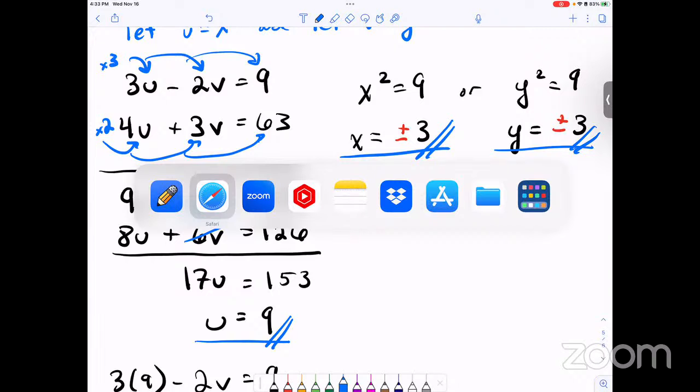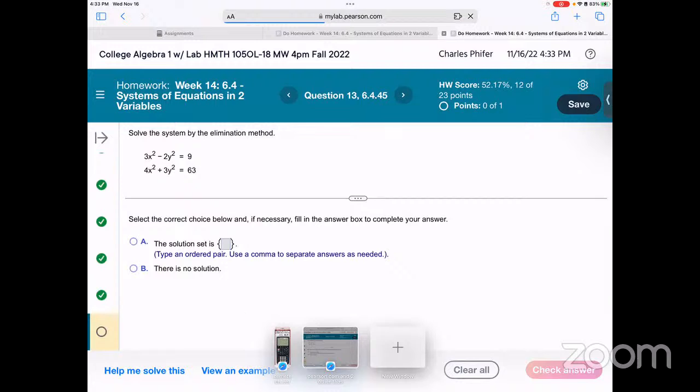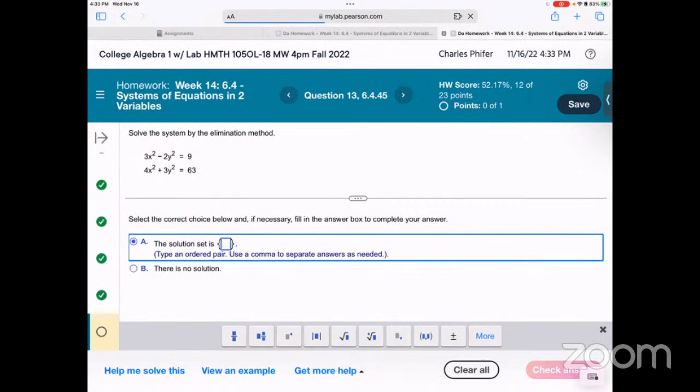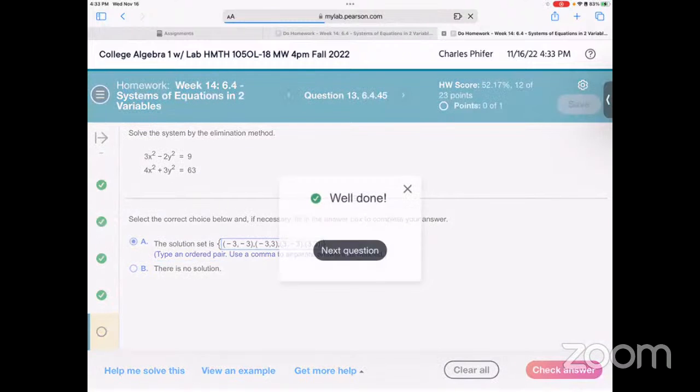And here, we want to do all combinations with the plus or minus 3. So for instance, we're going to have (-3, -3), (-3, 3), (3, -3), and the last one is (3, 3). Now notice I didn't check it. I should check it, but I'm just going to submit it for Pearson and let Pearson check it, just for the sake of time.